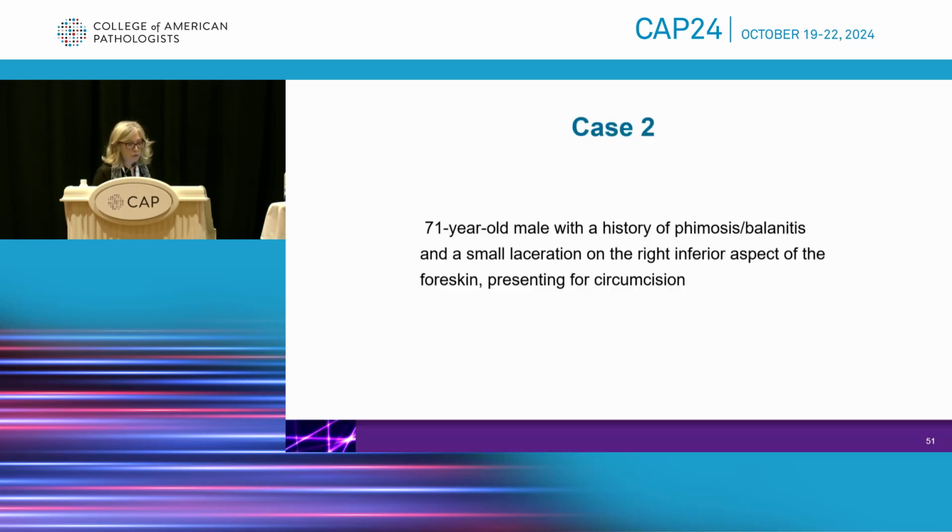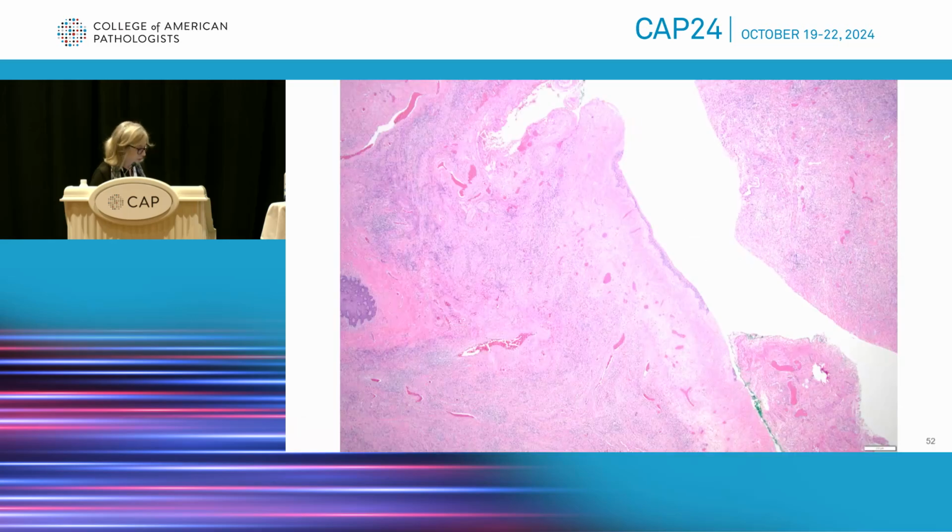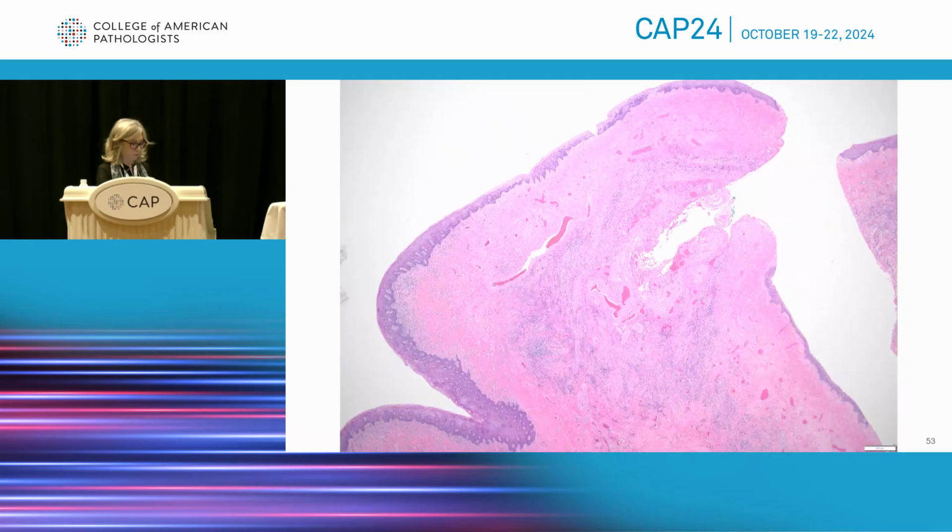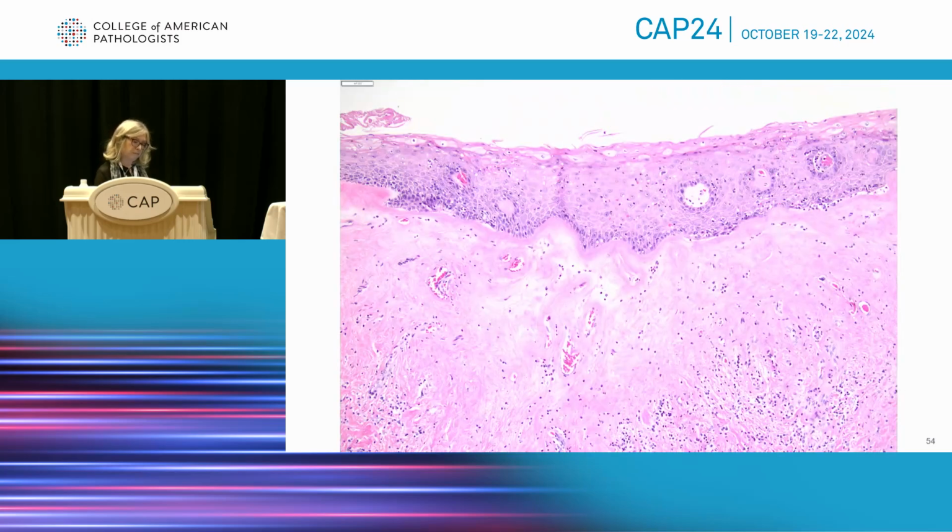Okay, I am moving on to the second case, and this is a 71-year-old with a history of phimosis, balanitis, and a small ulceration on the right inferior aspect of the foreskin, presenting for circumcision. So this is the specimen that I received, and for those like me that are looking at these shapes, this looks like a dragon head with a little bit of lichen sclerosus in areas.